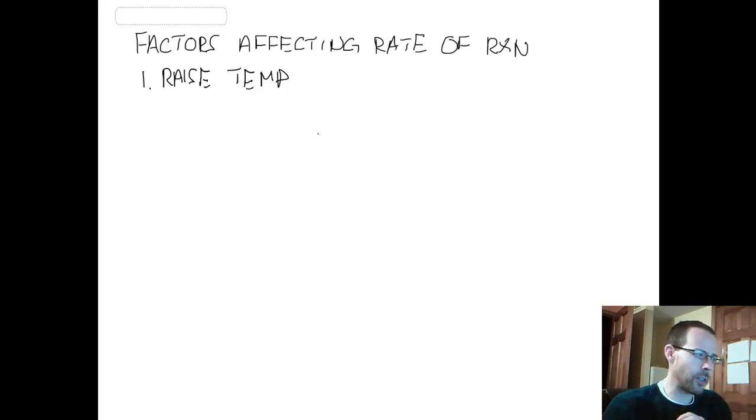So by raising temperature, what do? Our molecules have a lot more kinetic energy, so they're hitting more often. So because they're hitting more often, they're more likely to hit the correct side of the molecule. And when they do hit, because they're moving more quickly, they're more likely to have enough energy to overcome the activation energy. So typically raising temperature increases the rate of a reaction. Alright? The second thing we can do is we can increase surface area.